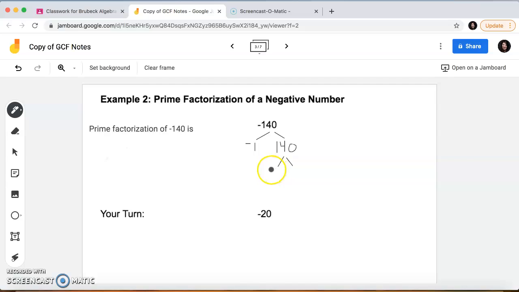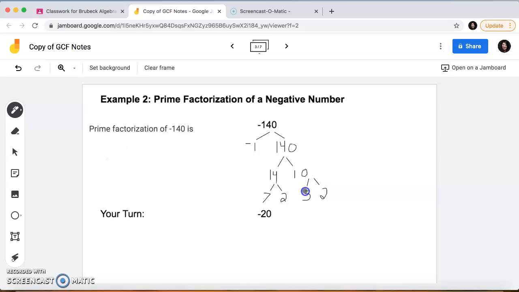So that 14 times 10 equals 140. Then we can break down the 14 to 7 times 2. We can break down the 10 to 5 times 2.